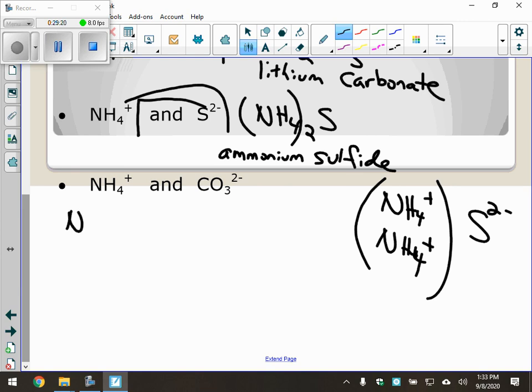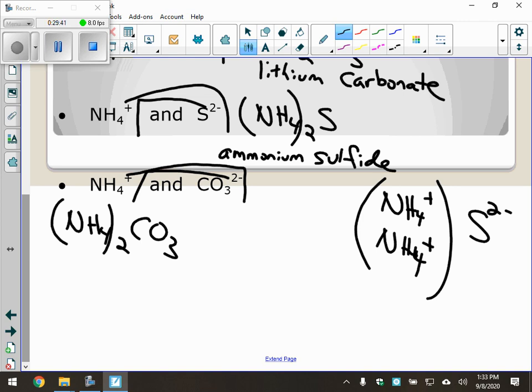Same thing here. This is NH4 and CO3. Again, 1 comes over and down. Don't need to worry about it. It's 1. 2 comes over and down. I'm probably going to have to put some brackets here, right? 2, 3, 4. Brackets, all right?